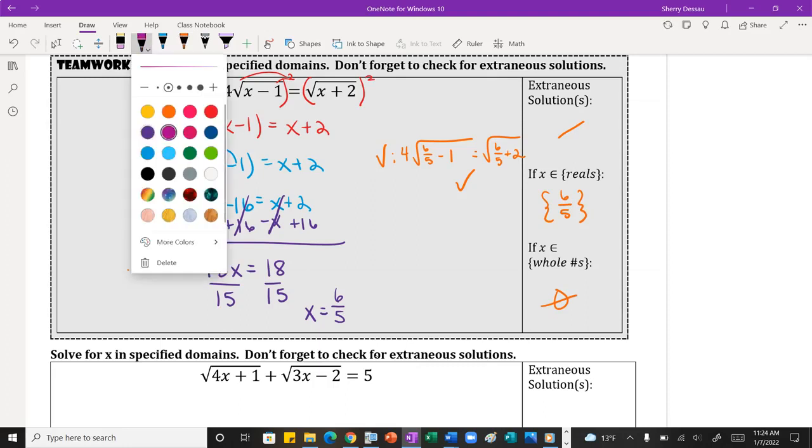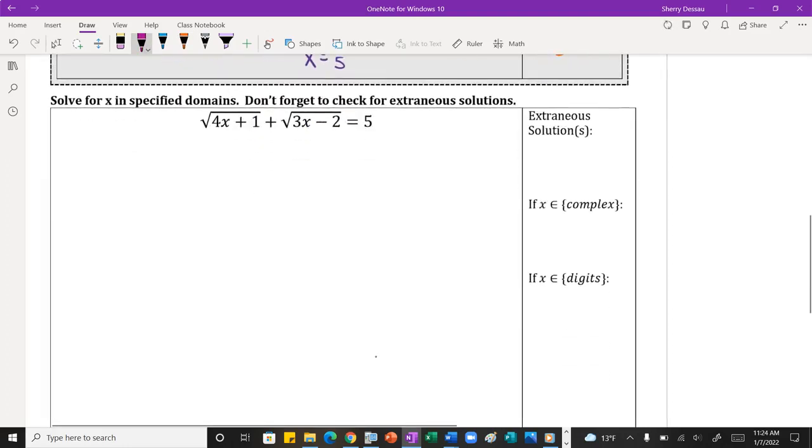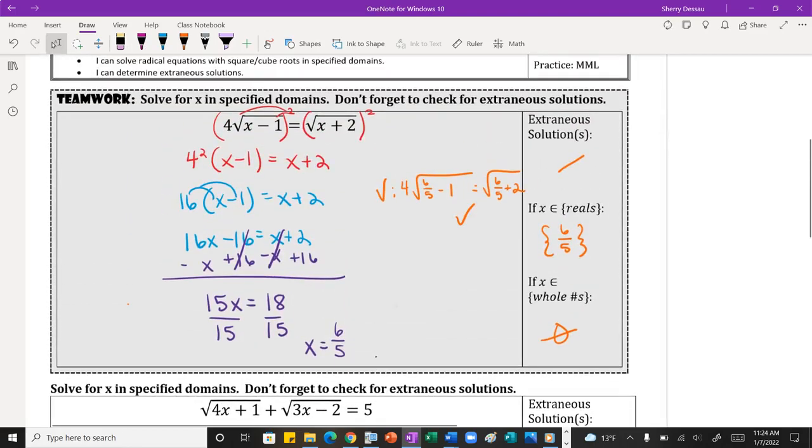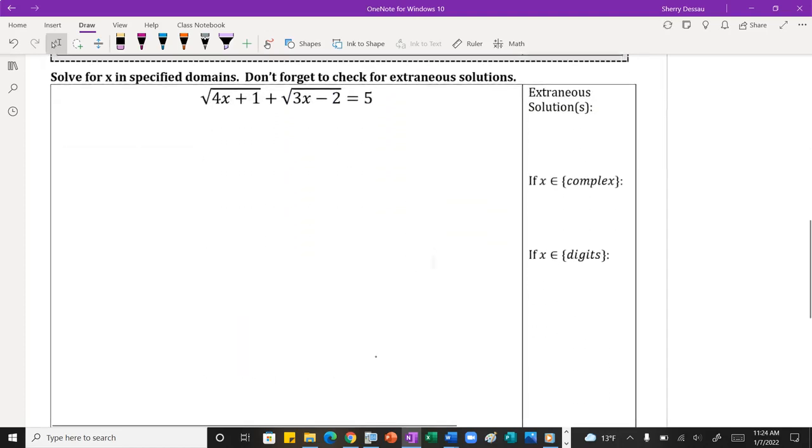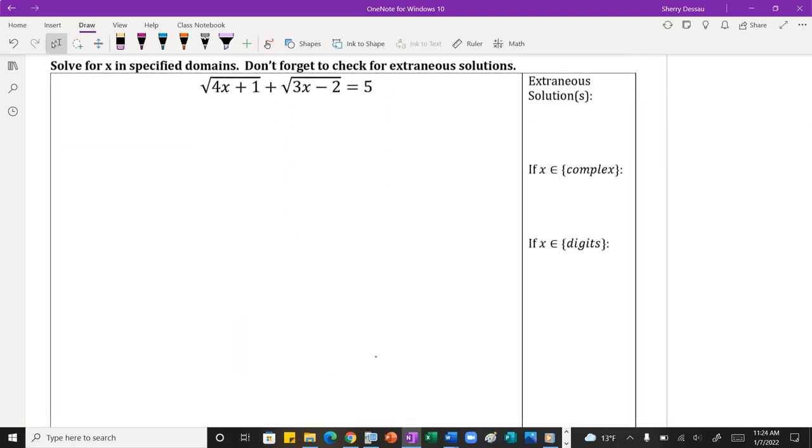Okay, moving on to the next example with two radicals. So you'll notice this one is when you have radicals isolated on one side already, and then by squaring it cancels them. This one's a little different. So we need to isolate one of these radicals, so I'm just going to move one of them. So I'm going to move this over.